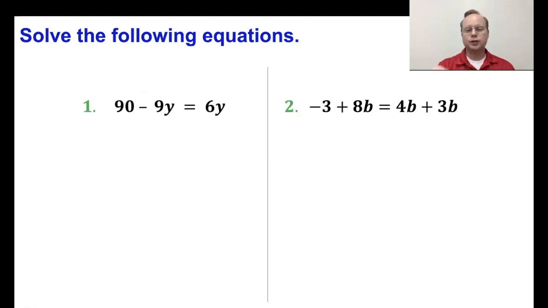And this is a good example here because I've got Y's on both sides and I've got B's on both sides. It doesn't matter which side you choose to have your variable. That Y and the B are what we call variables. Doesn't matter what side you choose to have those on. Pick a side, right? Whatever one's the easiest.